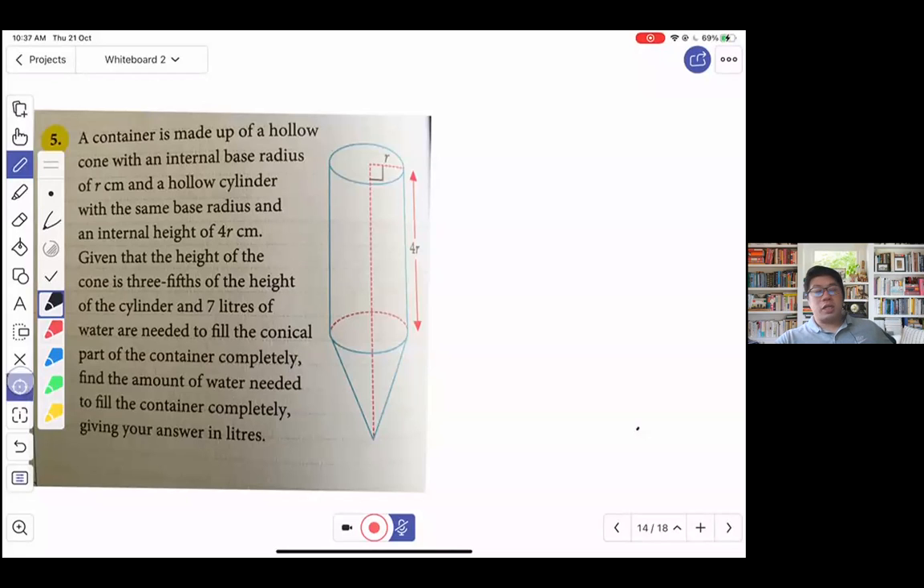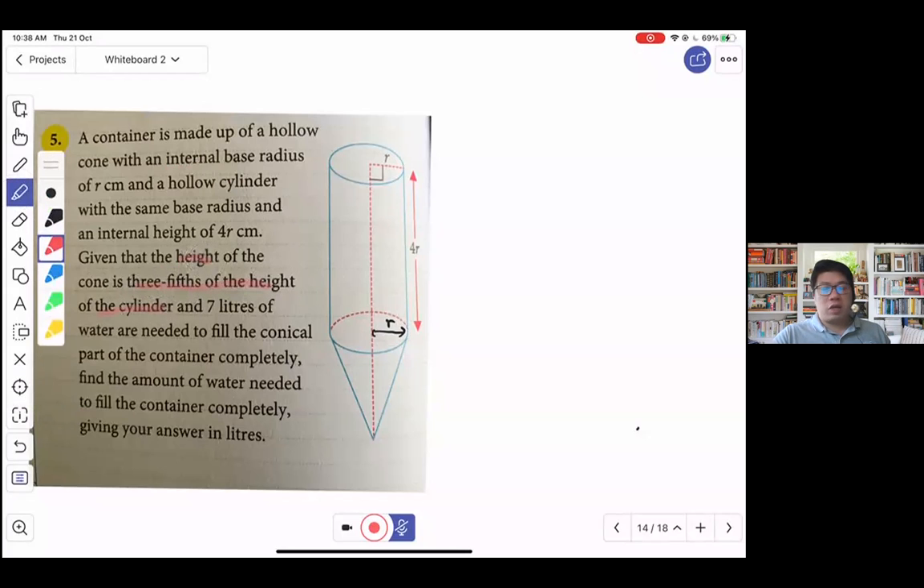A container, okay, this is a long question, so let's go slowly. It's made up of a hollow cone with an internal base radius of r. So this is r and this is r as well, just to make sure you can connect the dots. And a hollow cylinder with a base radius and internal height of 4r. Given that the height of the cone is 3/5 of the height of the cylinder.